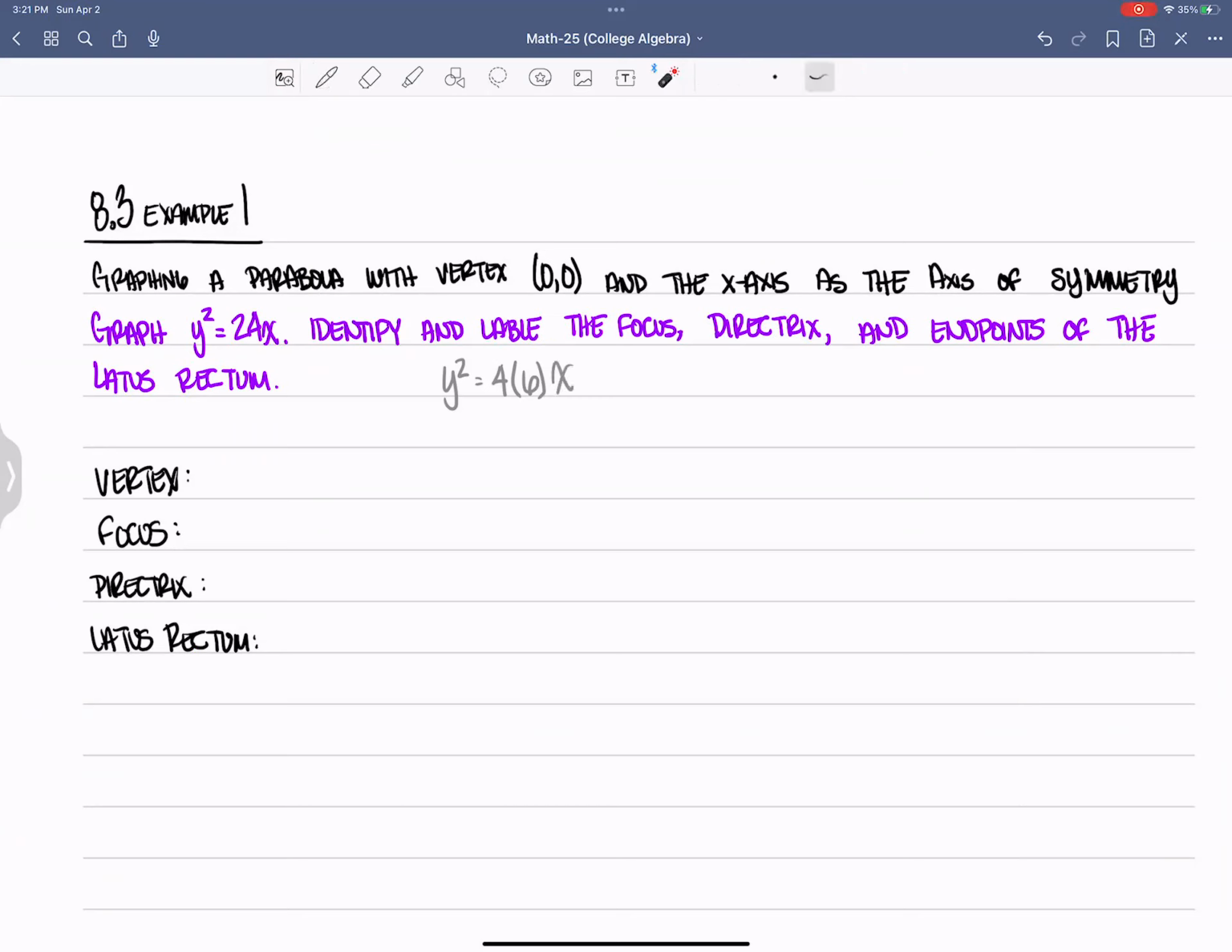Since we don't have anything inside the parentheses, anything immediately following our input and our output, our vertex here is just going to be 0, 0. All right, let's start graphing it so we can see what's going on here. So the vertex is there at the origin. And next we're going to talk about the focus.